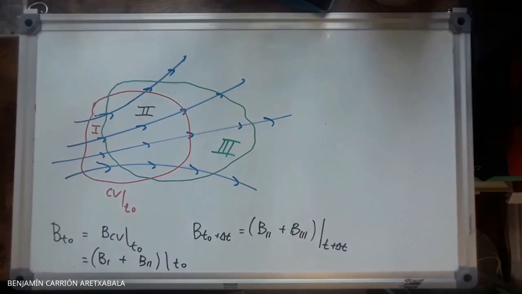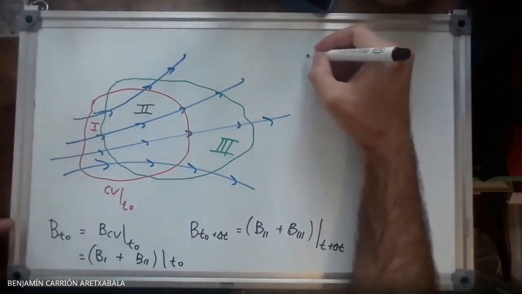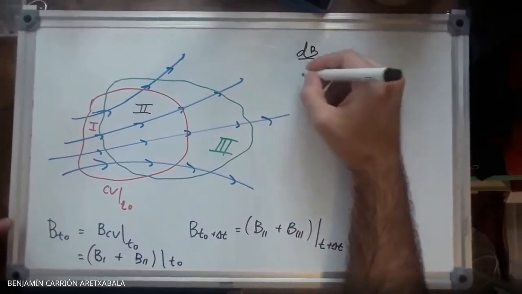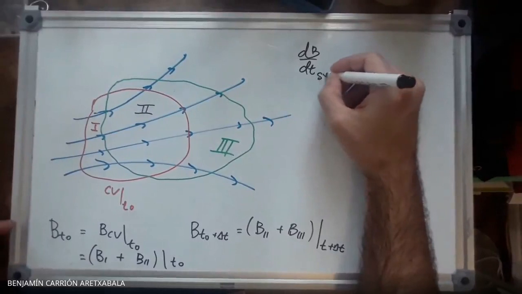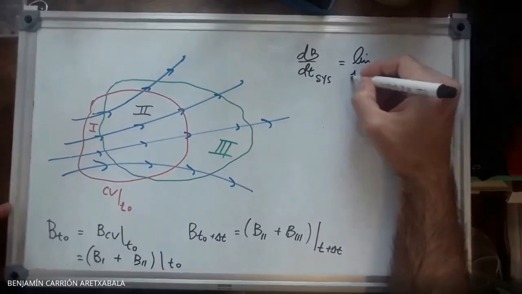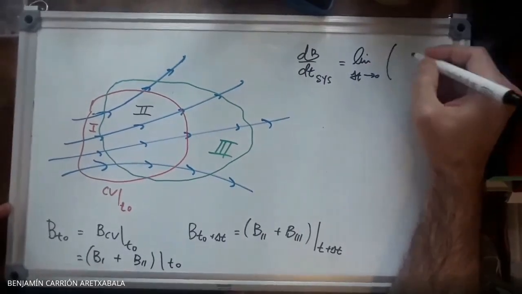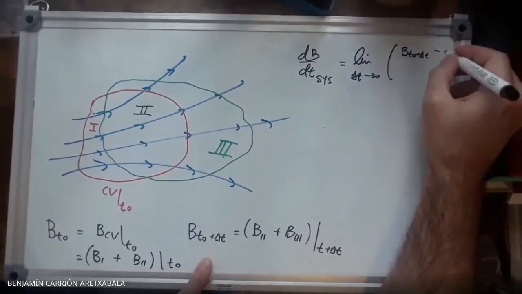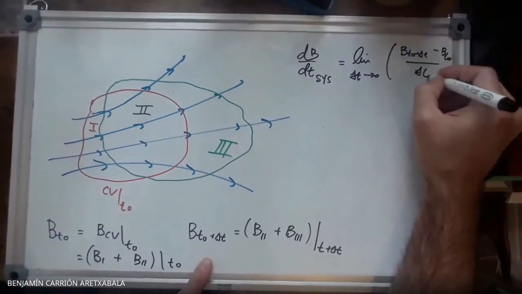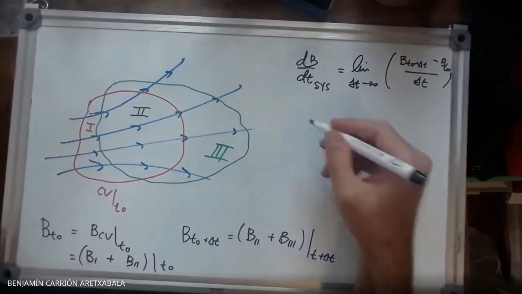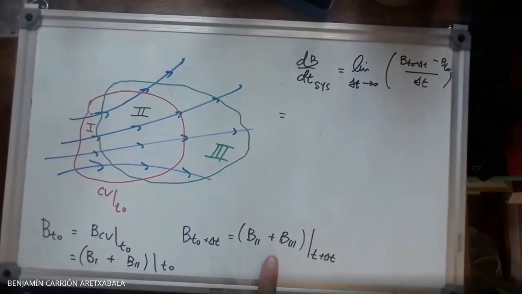So by definition, the total derivative of V over time in the full system is the limit when delta t goes to 0 of B of t0 plus delta t minus B at t0, divided by delta t. Okay, this is a bit cramped. And this by definition is this one minus this one, right?